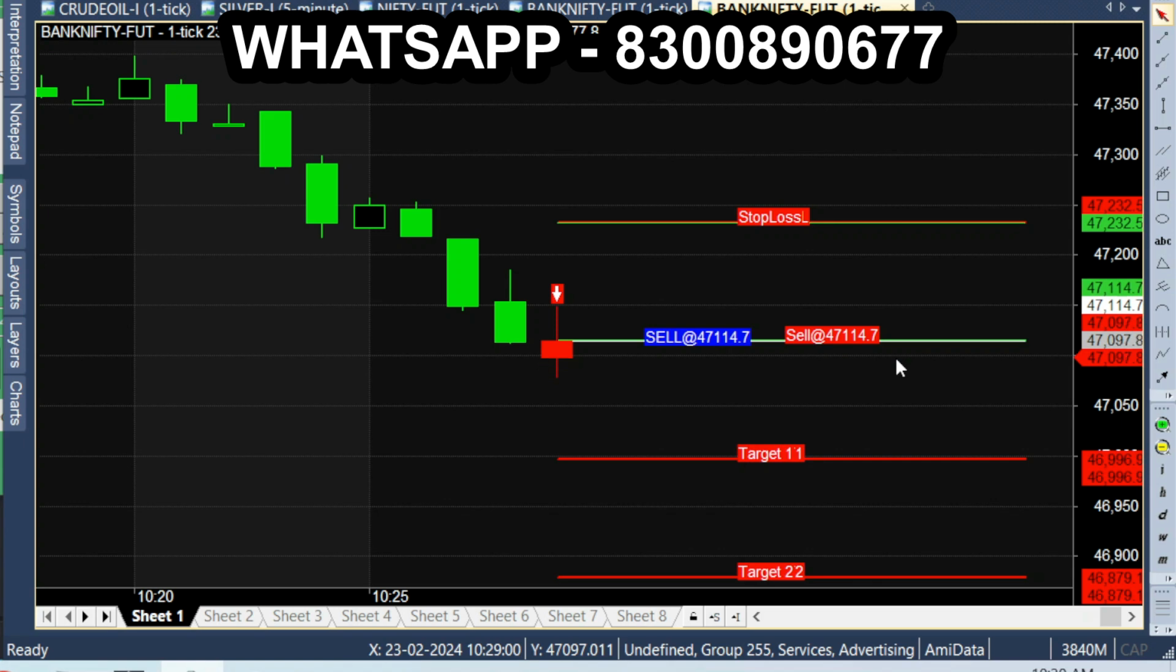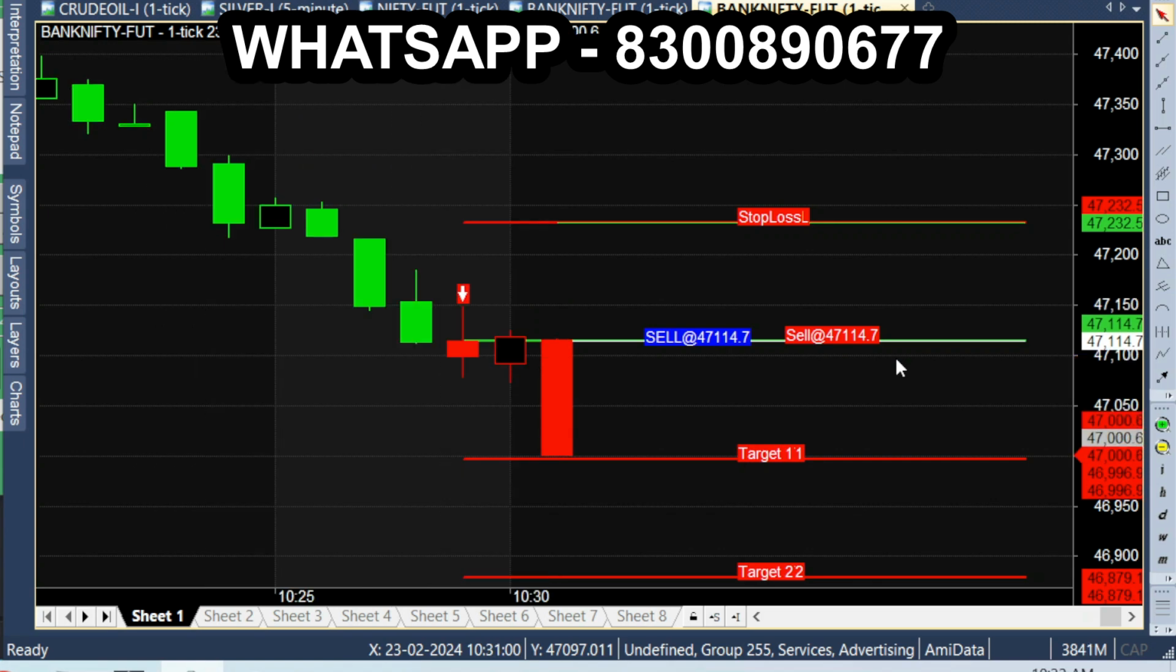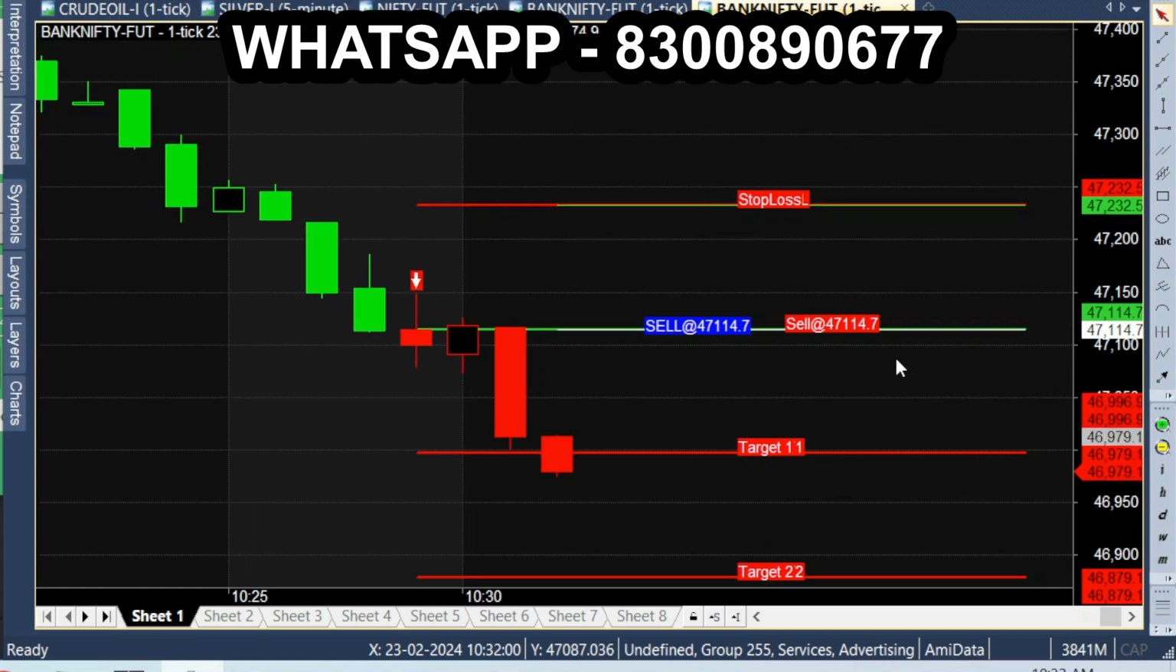Let's wait and see how it breaks out the target. Third candle, it gives a 100-point movement, good downside direction. And in the fourth candle, it breaks out the first target range. Like this, in 4 minutes of trading, it breaks out the target.